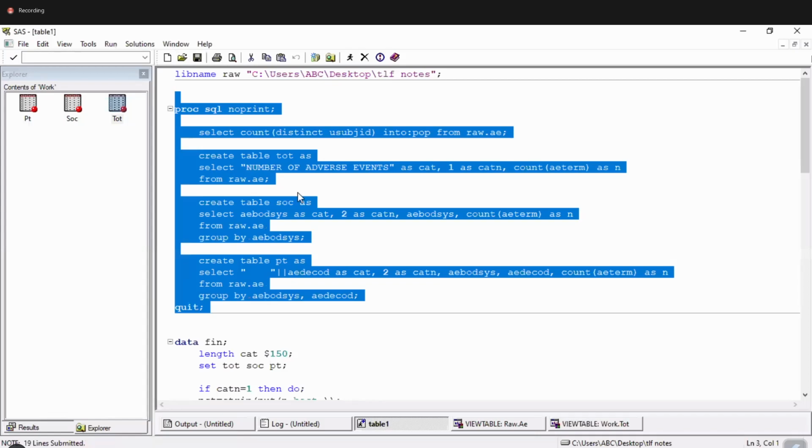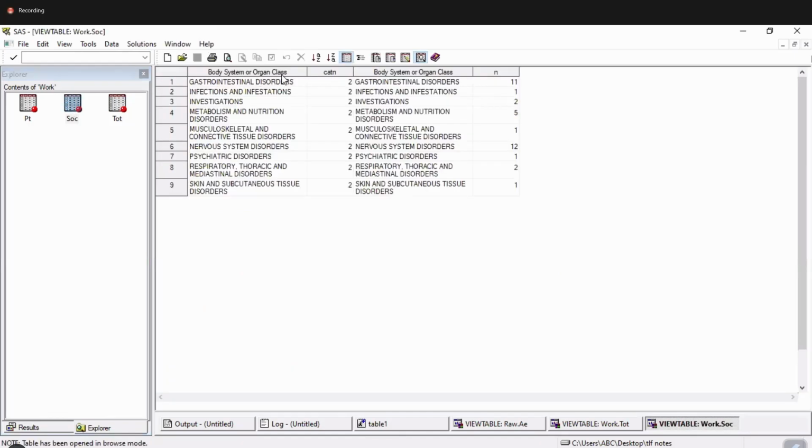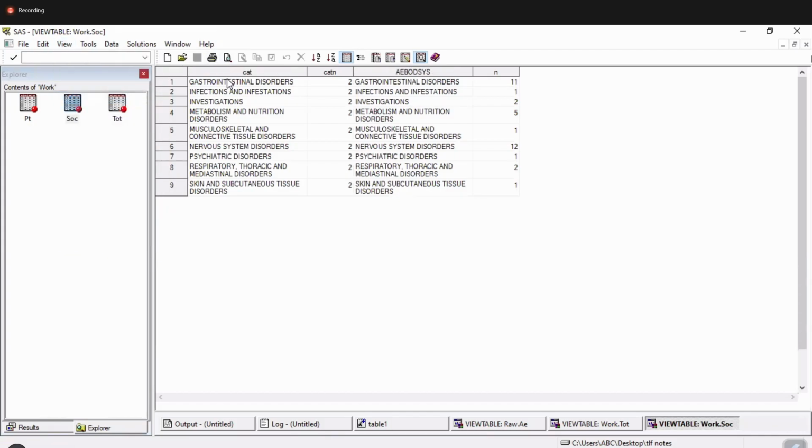For the second one, I'm grouping by AE body system. Under each body system, what is the AE terms count? I take the count. See, these are the body systems in the cat variable. Under each body system, what are the counts? Under gastro disorder, there are 11 adverse events. For example, in nervous system disorder, there are 12 adverse events. Under each body system, that is the count of adverse events.